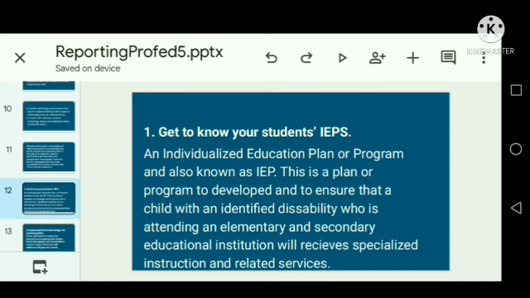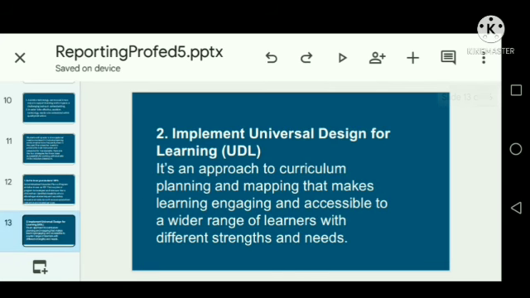And to ensure that the child with an identified disability who is attending an elementary and secondary educational institution will receive special instruction and related services. So related to their needs ang gikinahanglan sa mga bata. Kana lang yun kung unsay gikinahanglan sa bata labi na sa iyang na-identified siya nga disabilities. So kinahanglan nga mao pud ang ihatag gyud sa teacher. Okay, aron nga dili bitaw maglisod ang bata.